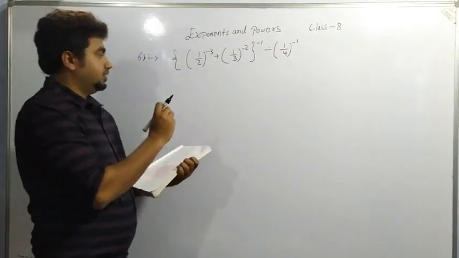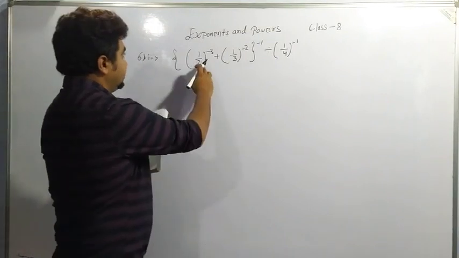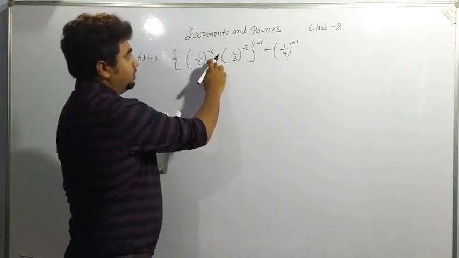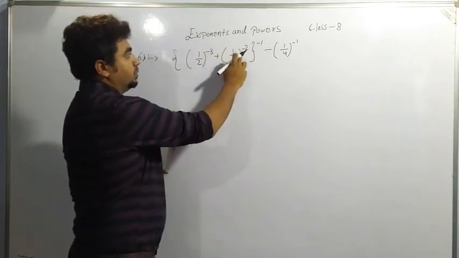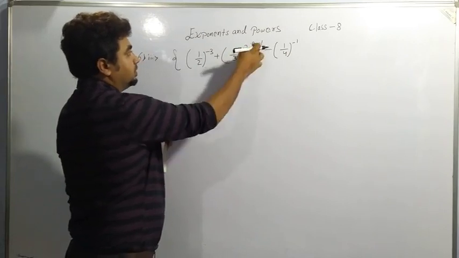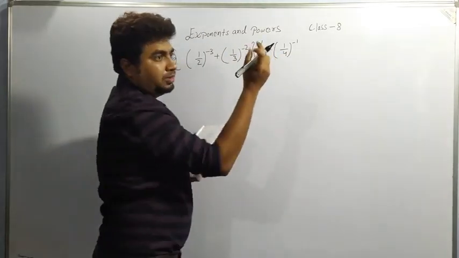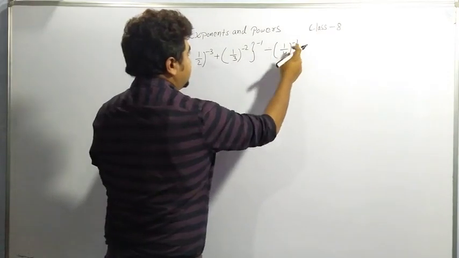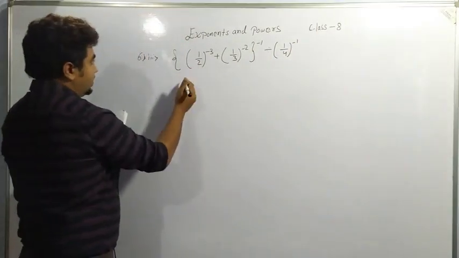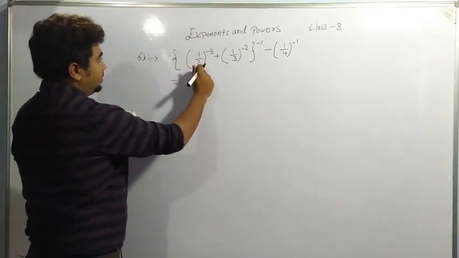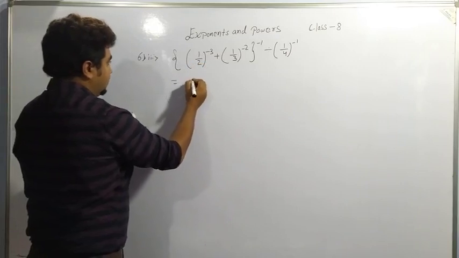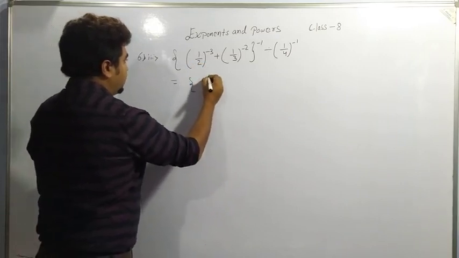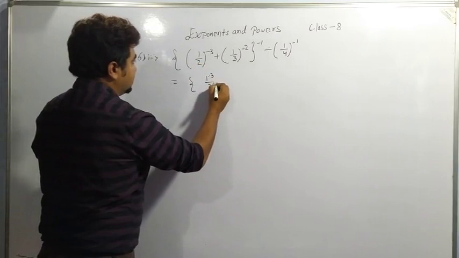Now in the question it is given 1 by 2 to power minus 3 plus 1 by 3 to power minus 2, overall power is minus 1, divided by 1 by 4 to power minus 1. So we can write directly as, if you want to make it plus, this can be written as 1 to power minus 3 divided by 2 to power minus 3.